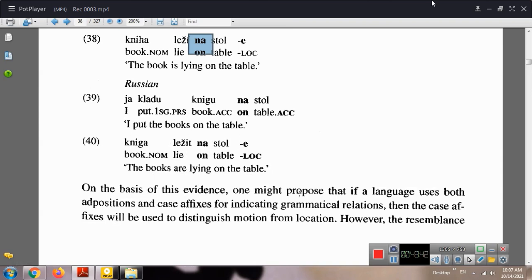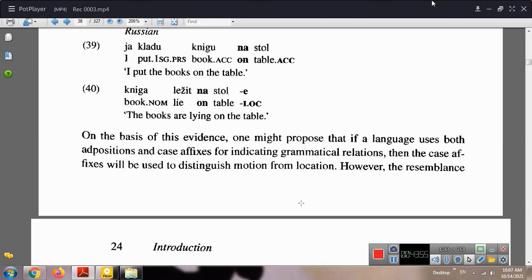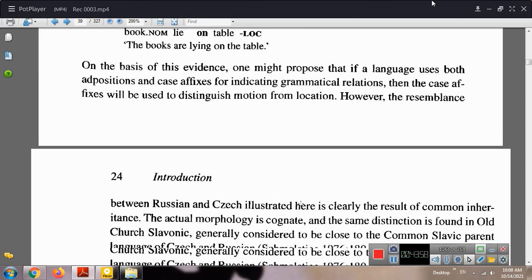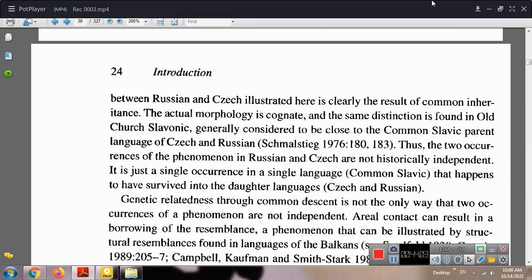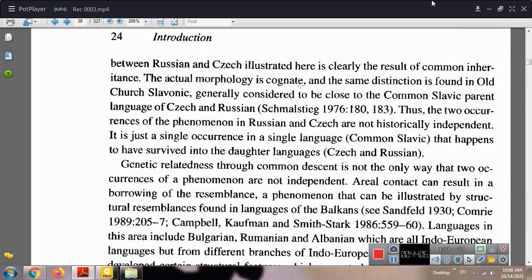On the basis of this evidence, one might propose that if a language uses both adposition and case affixes for indicating grammatical relation, then the case affixes will be used to distinguish motion from location. However, the resemblance between Russian and Czech illustrated here is clearly the result of common inheritance. The actual morphology is cognate, and this same distinction is found in Old Church Slavonic, generally considered to be close to the common Slavic parent language of Czech and Russian.